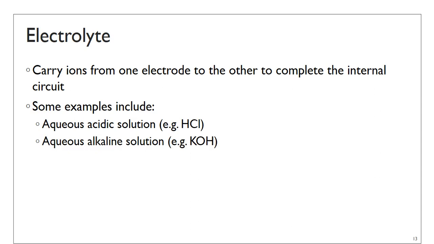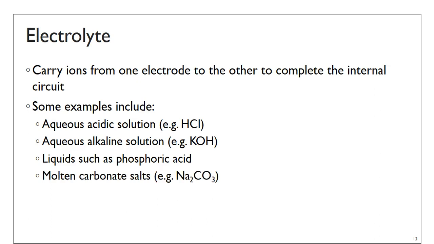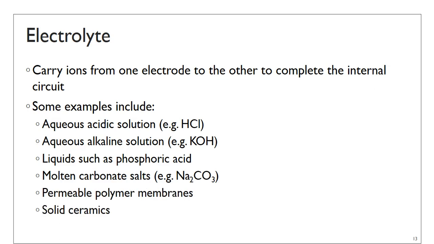For example, obviously you can have an alkali electrolyte, but you can also have liquids such as phosphoric acid, or in extreme cases, molten carbonate salts or permeable membrane. So there are solid ceramics. So there are multiple types of electrolyte. But it's always important to remember that cations would go to the cathode and anions would go to the anode. I think that's it for general features of a fuel cell.